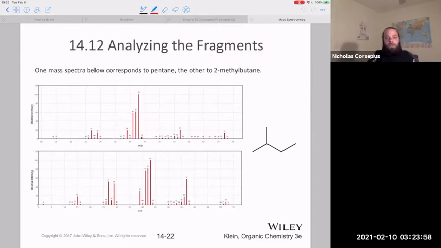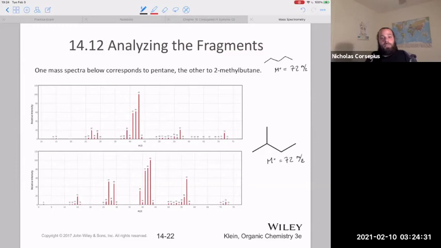We have two different spectra here. One corresponds to pentane, so just the straight chain 5 carbon. And the other one corresponds to 2-methylbutane. Notice that both of these are going to have the exact same molecular ion fragment at 72. So we're not going to be able to narrow it down just by looking at the molecular ion fragment. That's definitely the first thing we look at all the time, but we're going to have to dig a little bit deeper here, okay?